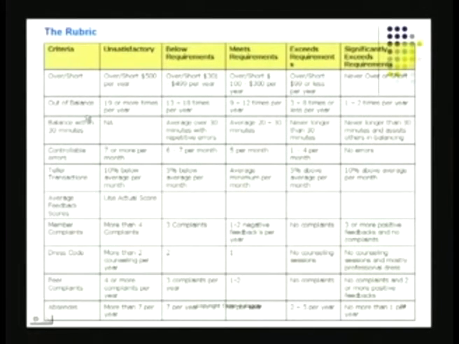And similarly, I've got the provision for out of balance, balance within 30 minutes, controllable errors, teller transactions, average feedback scores, member complaints, dress code, peer complaints, and so on and so forth. All of these have already been listed in the previous slide. And what I've done here is I've taken away that subjectivity, and here I've come up with a rubric. A rubric basically tells you how to judge. It gives you objectivity. You make an evaluation based on exactly what you're able to see or measure. And therefore, it becomes much more objective, and there is no argument then, because these standards are clear. And I'm not talking about manufacturing anymore. I'm talking about doing QFD, doing the Kano model and everything else, setting standards, making sure I understand them, and I've set quantitative standards here. And this can be done.